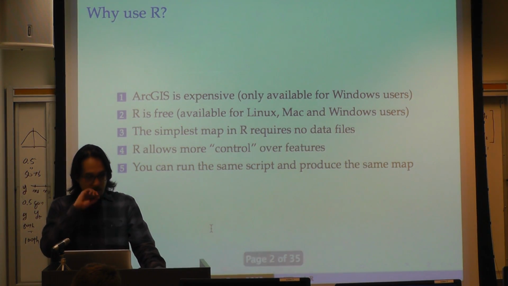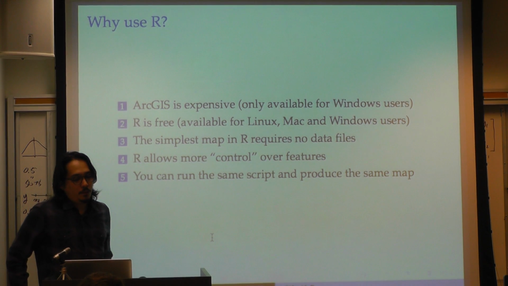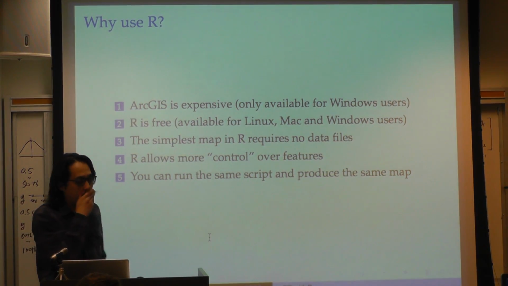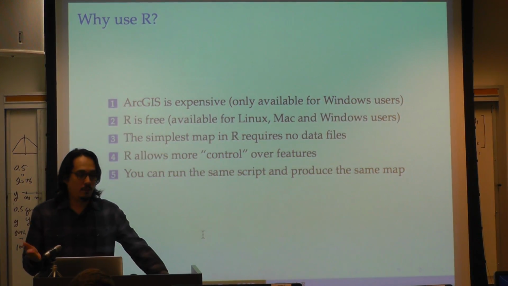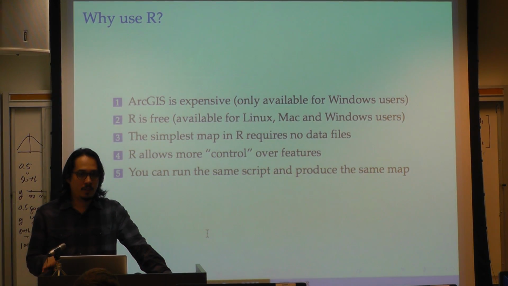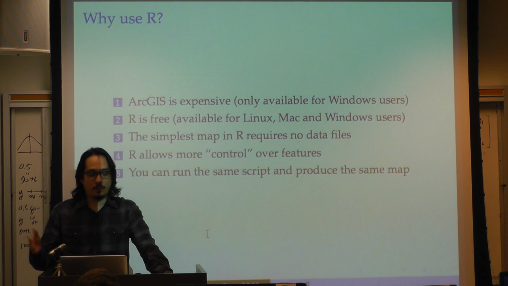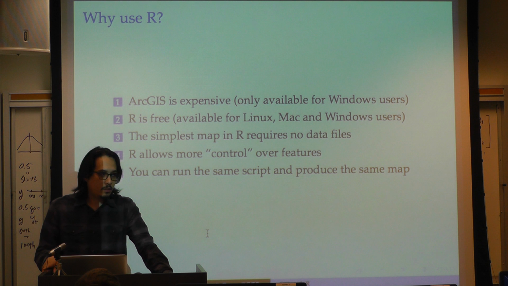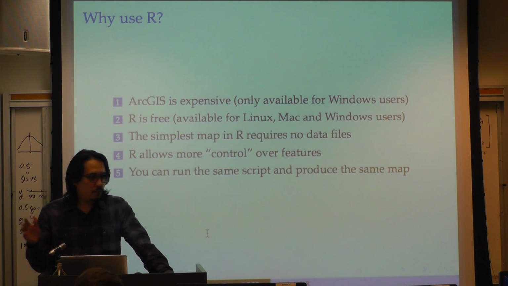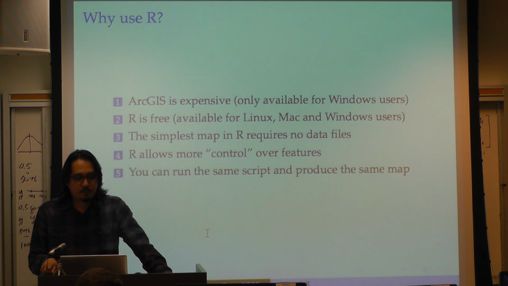And I'm going to start by introducing why I think R is a good option. Well, first of all, ArcGIS is quite expensive. You all know that, and it's only for Windows users. R is open source, it's free, and it's available for all kinds of platforms.